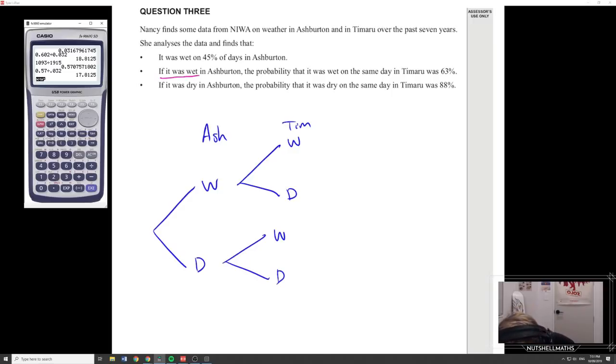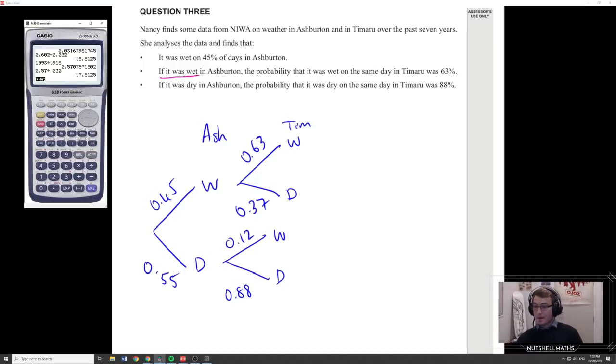Wet in Ashburton 0.45, which makes this 0.55. If it's wet in Ashburton, the probability it's wet on the same day in Timaru is 0.63, which makes this 0.37. I'm just subtracting from 100. 0.88, 0.12. Okay. Anyone got any questions on this?